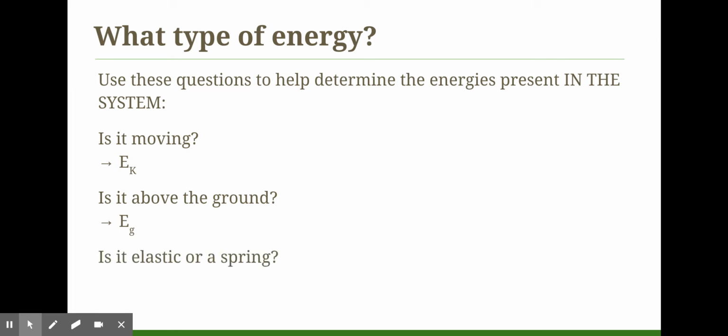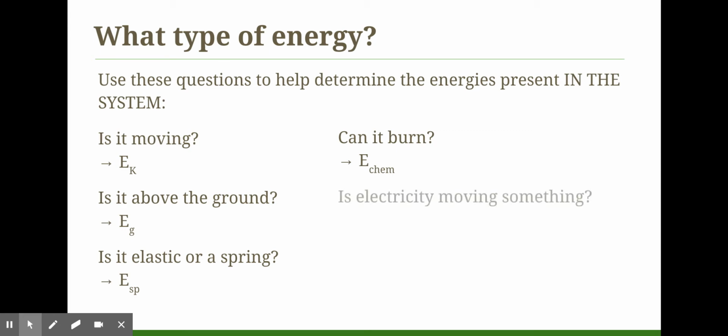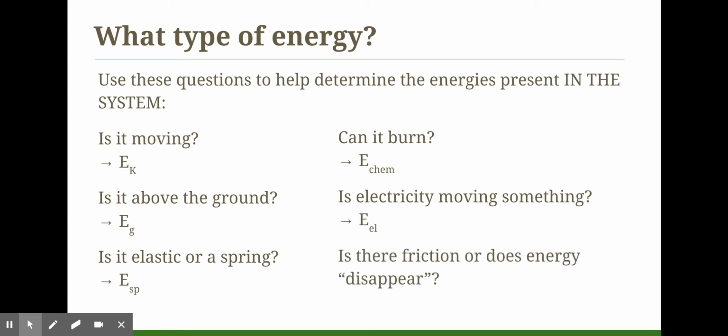Is the object elastic or springy? If it is, then we have spring energy. Can the object burn? We use that for E-chemical, and that's only relevant if it's going to be used later. Sometimes an object can burn, but we're just not going to be using it in that problem. Is electricity moving something? That would be Eel for electrical energy. And then is there friction, or does energy seem to disappear like we can't account for it? That's where we have thermal energy or dissipated energy.